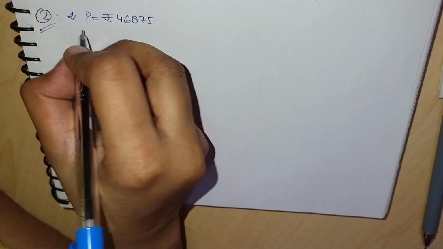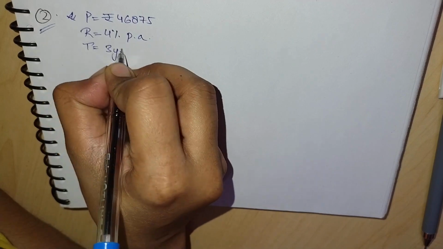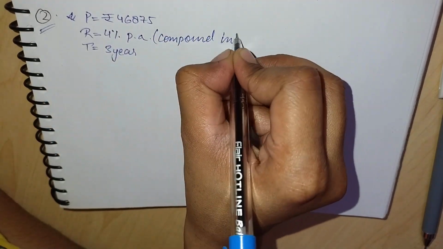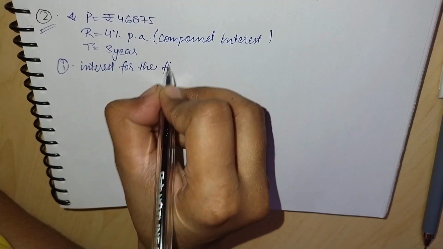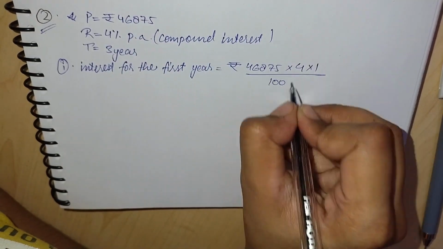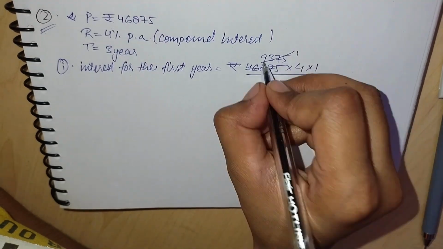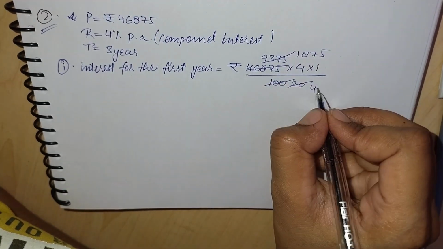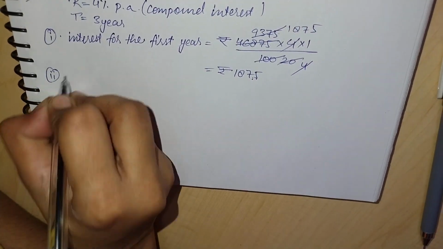Now the second part is a man invests rupees 46,875 at 4% per annum compound interest for 3 years. Calculate the interest for the first year. So we have to find the interest for the first year by PRT by 100 method. We will find the interest for the first year equal to 46,875 into 4 into 1 divided by 100 equal to rupees 1,875 as the interest for the first year.